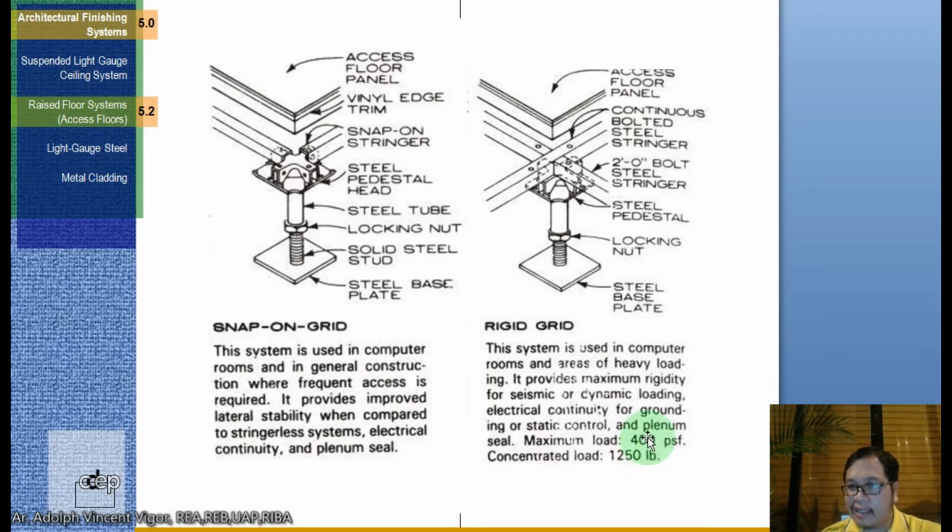Okay. So why is it that these raised floor systems consider a lot of heavy loads? Because your servers are quite heavy. Some are large. So when you place equipment in the room, it would require something strong enough to carry the load.